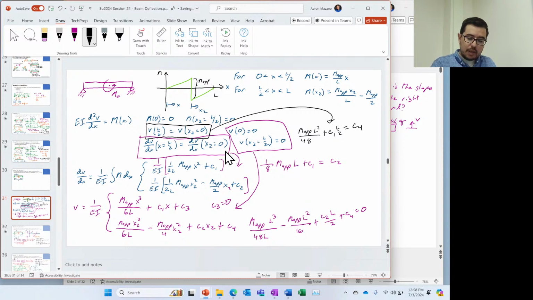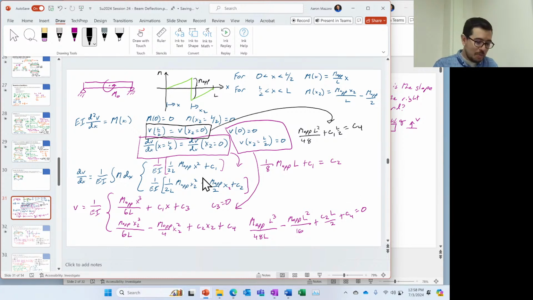Did you see how I did that? So we're using this boundary condition that says the displacement at the middle, where x is equal to L over 2 and x2 is equal to 0, is going to be the same. So that's the third boundary condition. Now we have three equations and three unknowns, and we can do the algebra. I'm going to skip that.